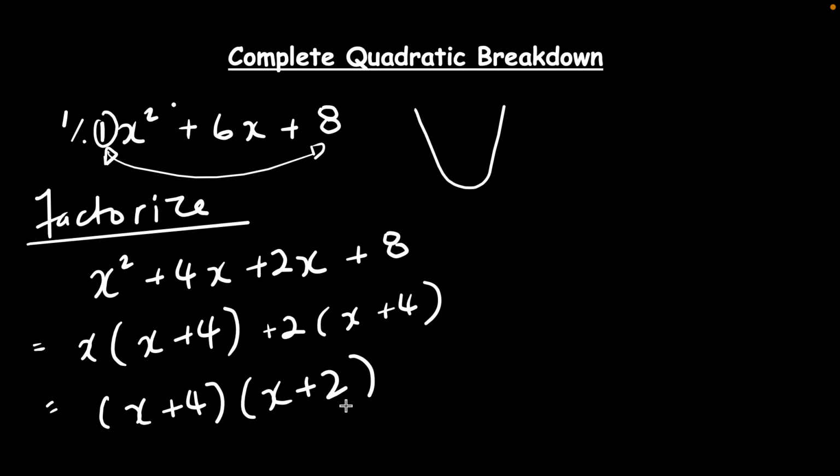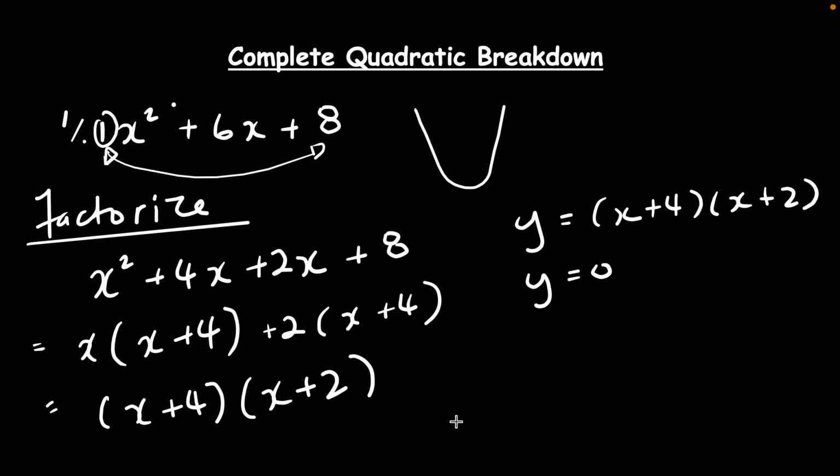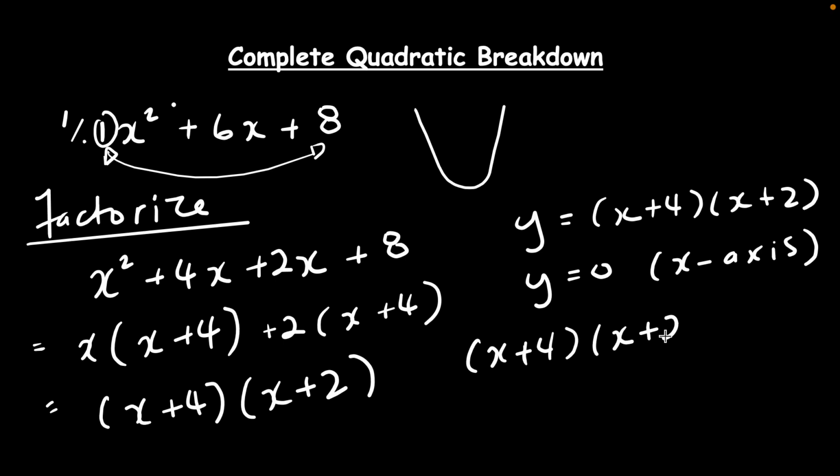But what we're looking for is the point at which this quadratic, which has been rewritten and factored, y is equal to x plus 4 times x plus 2, intersects with y is equal to 0, which is our x-axis, because that's where your roots lie, right? Because your roots of a quadratic are essentially where they're going to cut your x-axis. And to find these points of intersection, we're going to equate these 2 equations, right? So where this equals 0, that is where we find our roots.